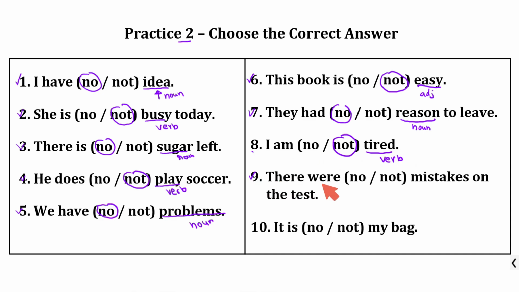Number 9. There were no or not mistakes on the test. This word here, mistakes. It is a noun, so we have to circle no. There were no mistakes on the test. And number 10, it is no or not my bag. Okay, this sentence is very interesting because even though bag is a noun, we have to understand that this sentence is describing a situation. So we have to circle not. It is not my bag.